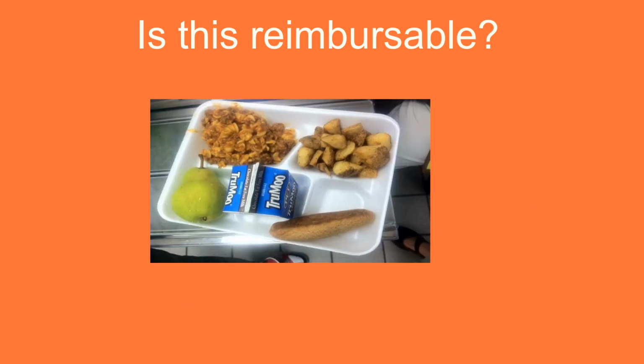Is this reimbursable? Yes, for the K through 8 and 9 through 12 meal pattern.